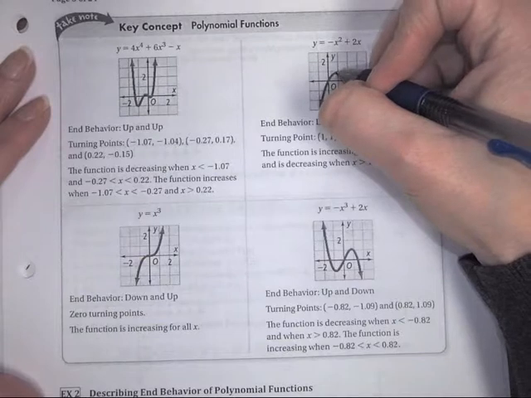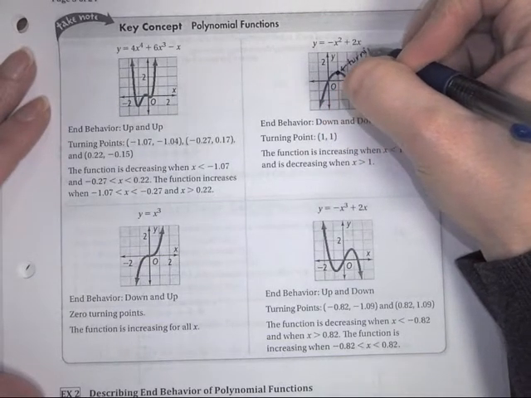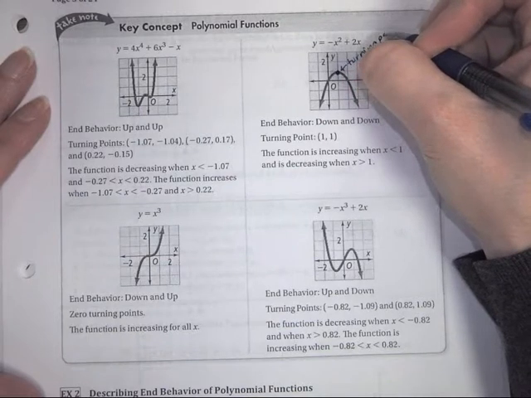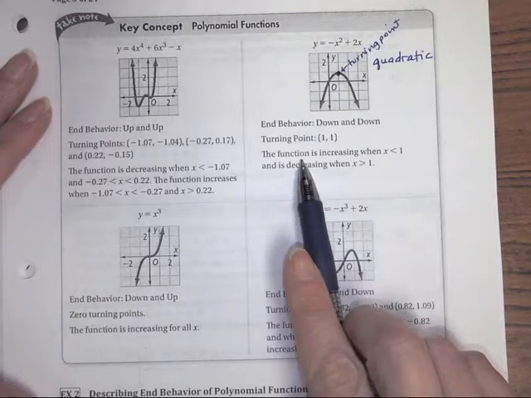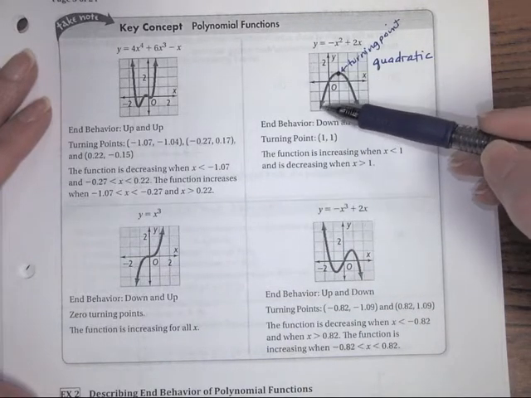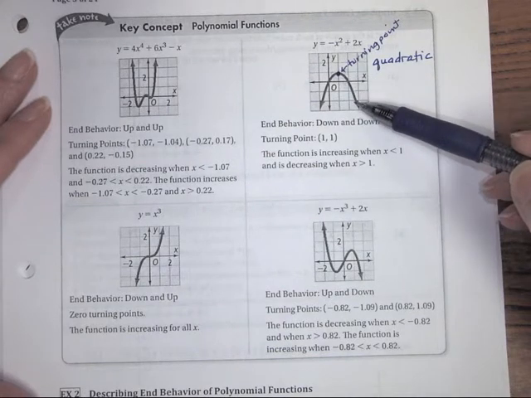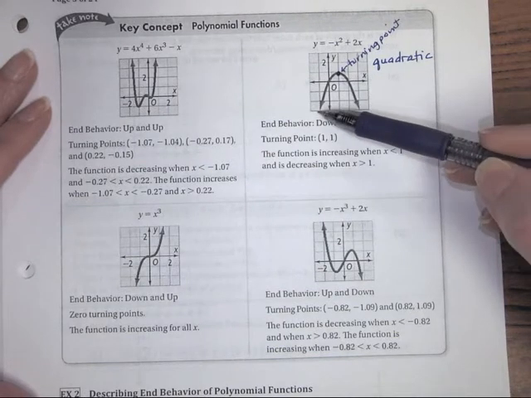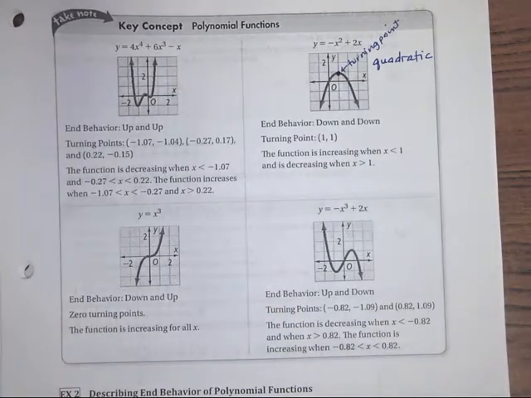That's right here. Put a little arrow. This is a turning point. The function is increasing when x is, this is where x is 1. When x is less than 1, it is increasing. When x is greater than 1, it is decreasing. So right here, increasing, decreasing. You always look at this as you're going from left to right.